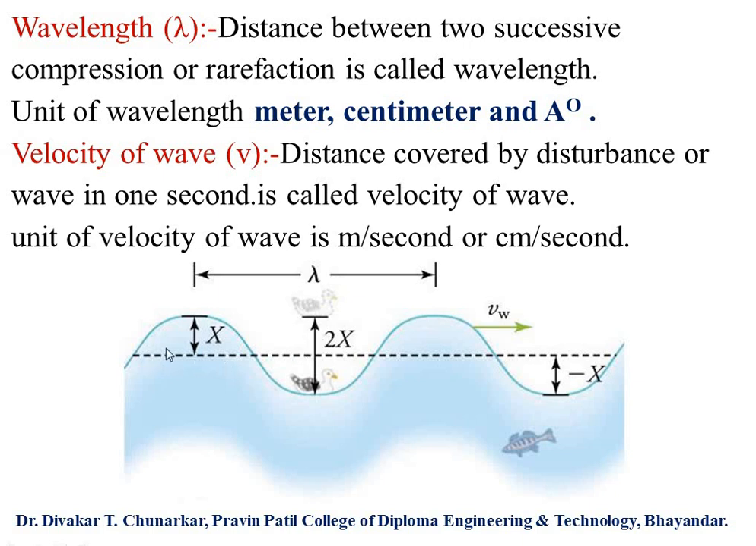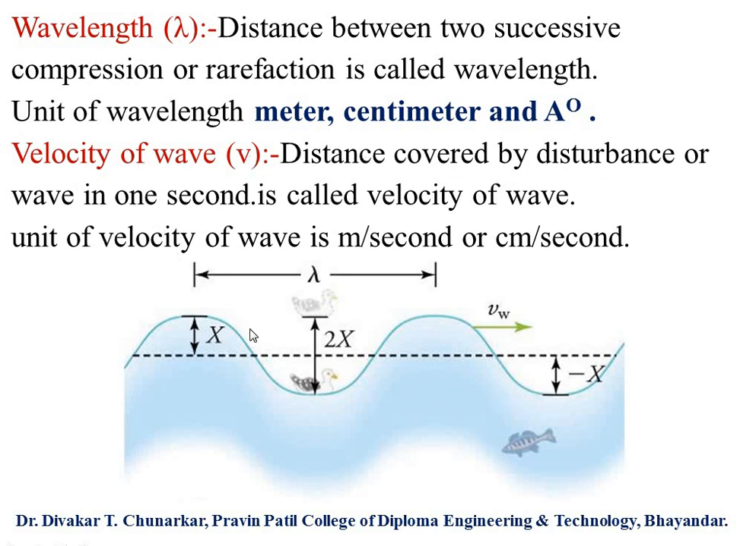Then amplitude, which is also shown here. What is the definition of amplitude? The maximum distance from its main position is called amplitude, and it is denoted by A. We can measure amplitude with the help of meter, centimeter, feet also. The distance between two compressions, or two rarefactions, is called wavelength. Keep this in mind.